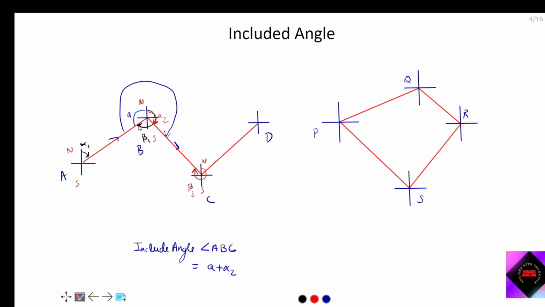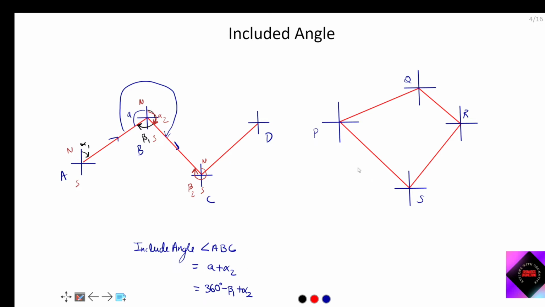This much is beta 1, and this one is a complete 360 degree. So A is nothing but 360 degree minus beta 1 plus alpha 2. So in this way you can calculate included angle.